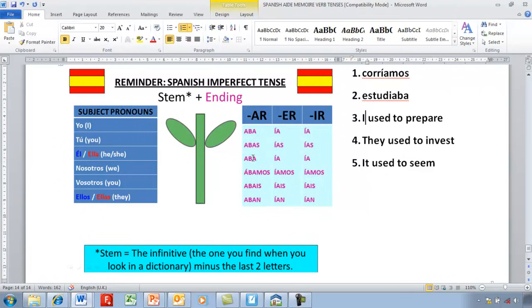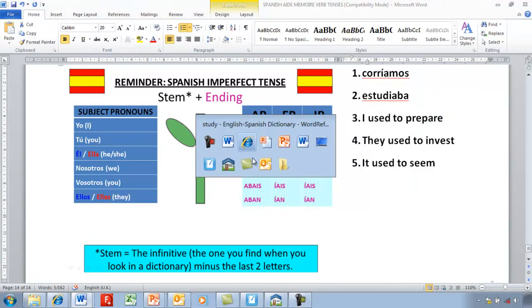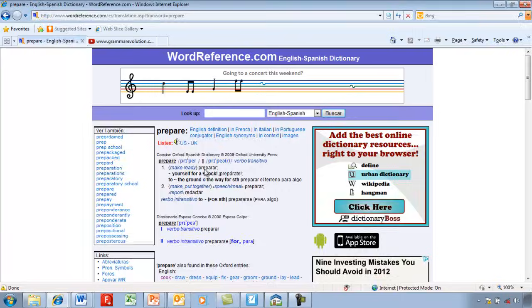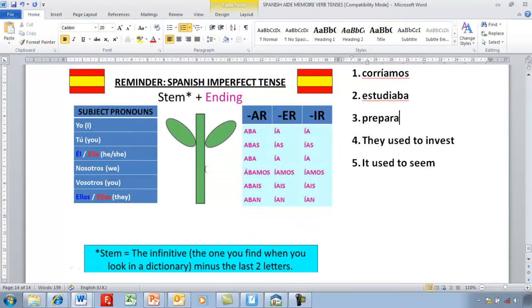Next, I used to prepare. So we need the verb to prepare, which as you can see here is preparar. Now, first step, take off the AR, and as you see, for yo, I, you need aba, preparaba.